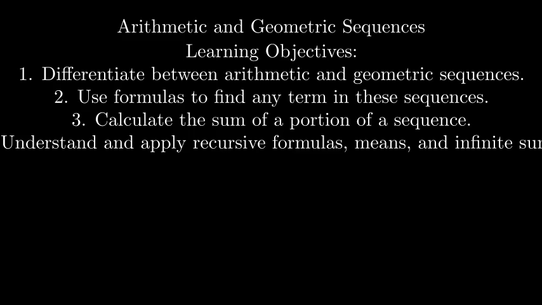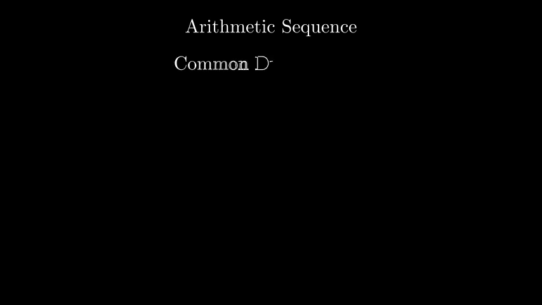Let's get started. Let's begin with our first type of sequence, an arithmetic sequence. An arithmetic sequence is a list of numbers where the difference between any two consecutive terms is constant. In other words, you are always adding the same number to get from one term to the next. This constant value is called the common difference, and we represent it with the letter d.